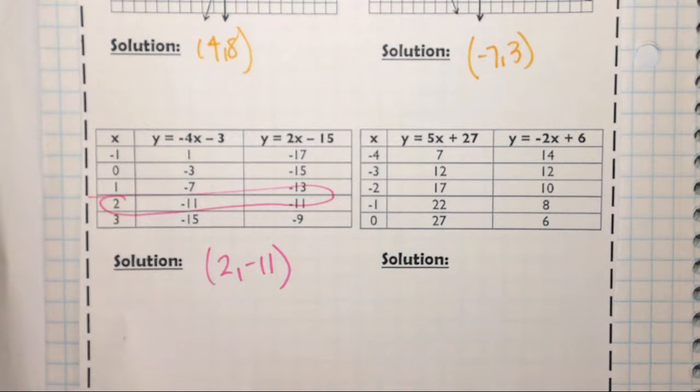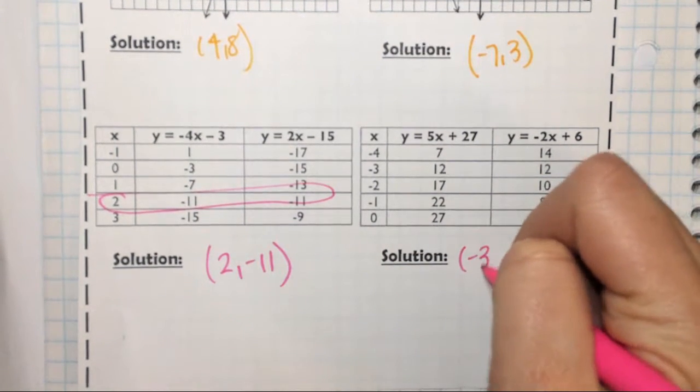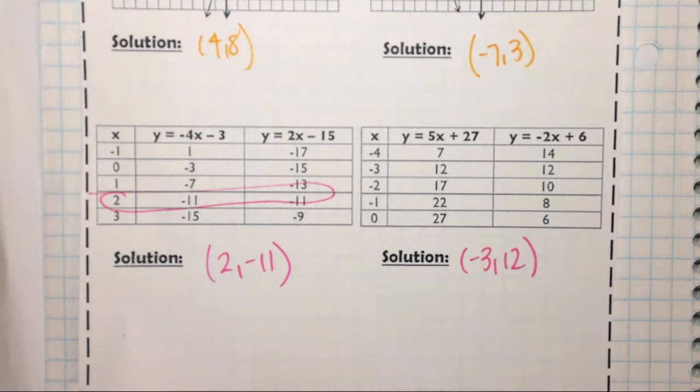Oh, that's easy. This is gonna be easy, isn't it? All right, so what about over here on the right? Negative 3. Good, take a point.